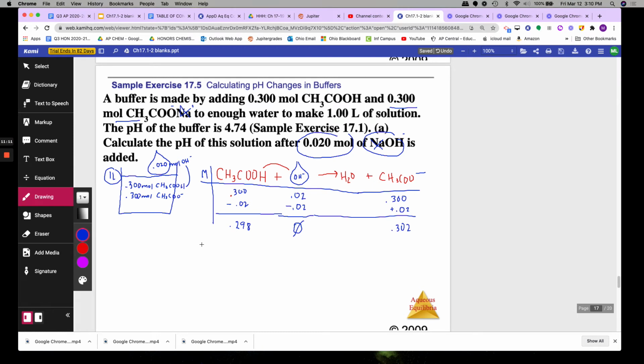Okay, so now you're going to do Henderson-Hasselbalch to find the pH: pH equals pKa plus log of base over acid. You're going to use Henderson-Hasselbalch to find the pH. pKa is 4.74.